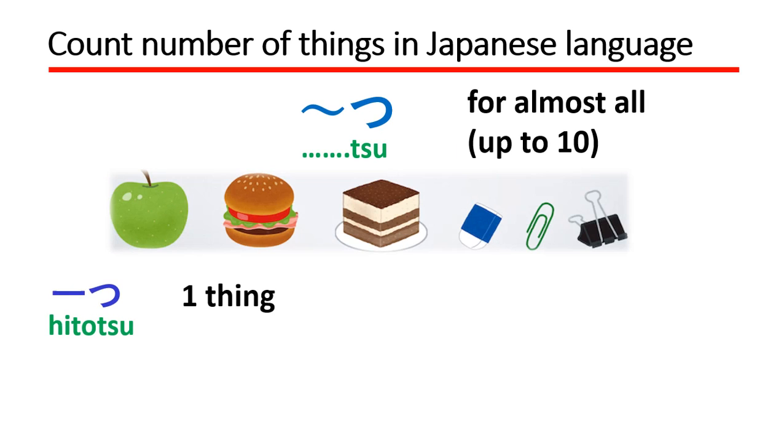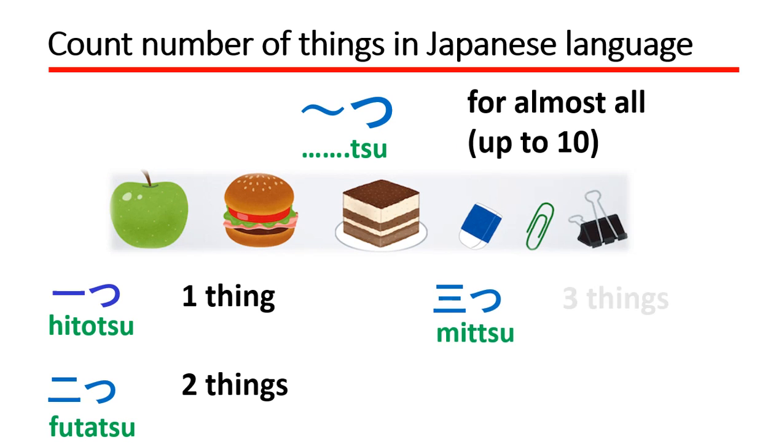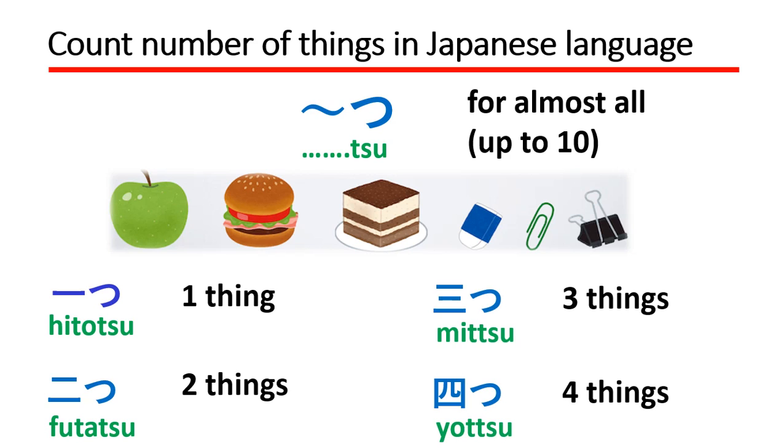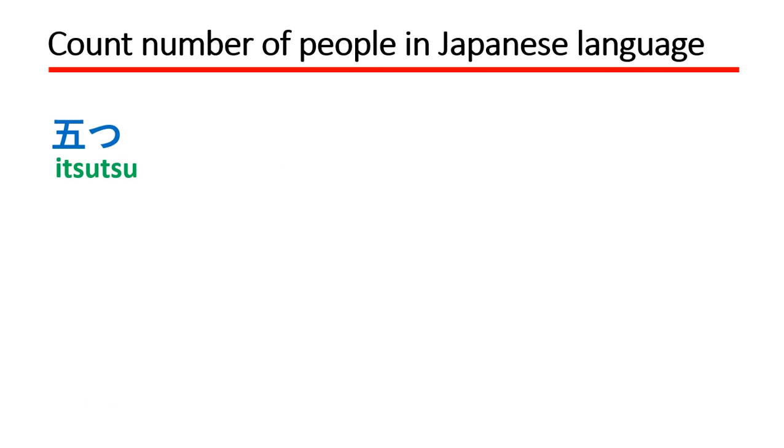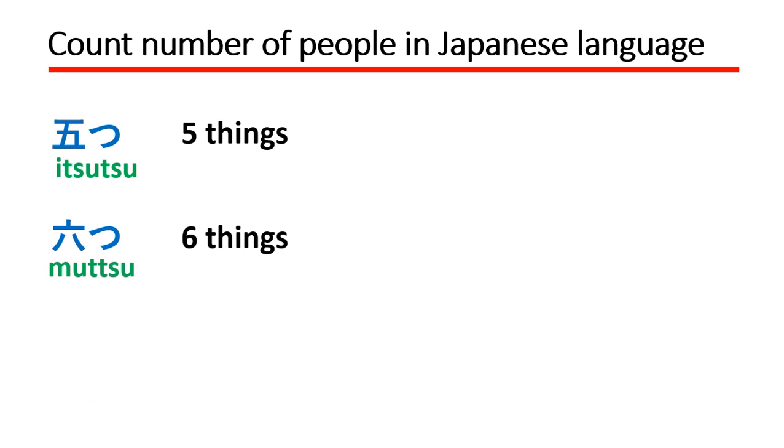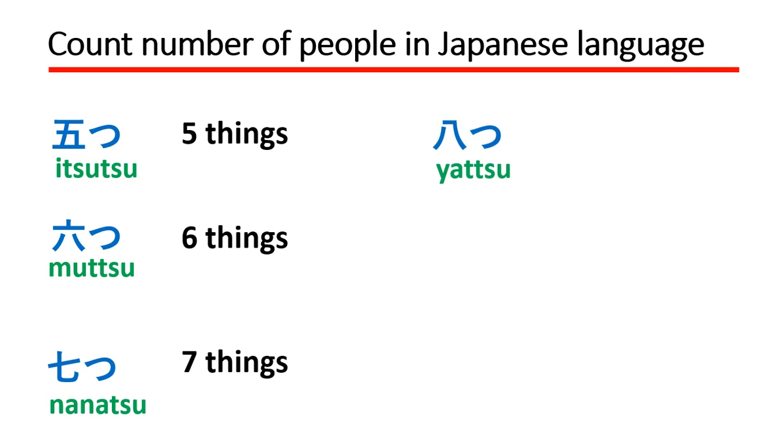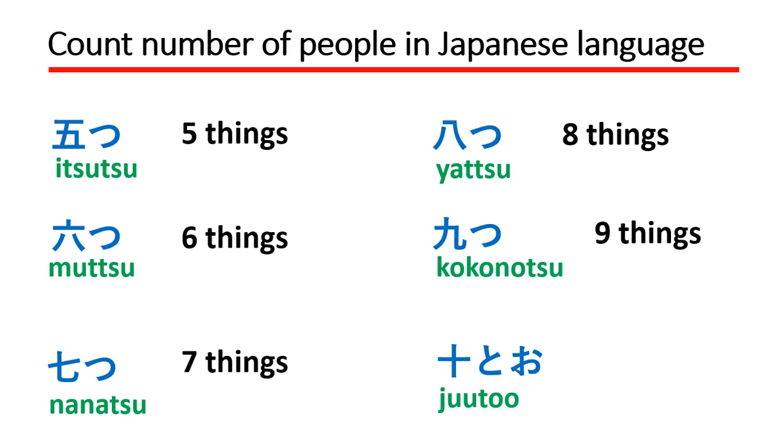Hitotsu, which means one thing. Futatsu, two things. Mitsu, three things. Yotsu, four things. Itsutsu, five things. Mutsu, six things. Nanatsu, seven things. Yatsu, eight things. Kokonotsu, nine things. To, which means 10 things.